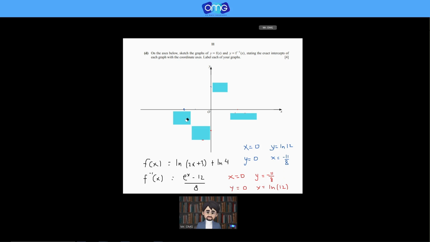So that will be the blue one, with these two points: 0, minus 11 over 8, and the red one will be this. If we draw the line, it will be like this, which is this, and the other one, the blue, which is f(x), will be this. And that will be the answer. Then we label each graph with this, and that's the answer.